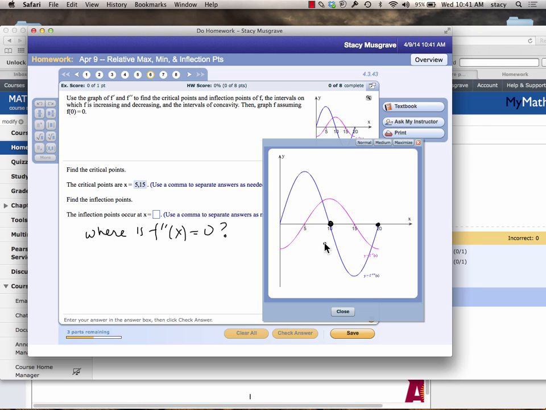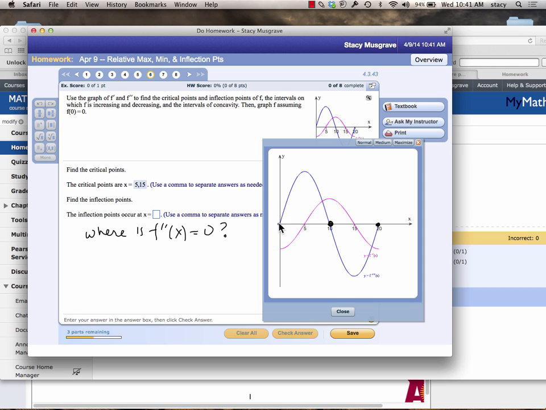However, in order to know for sure that you have an inflection point, the sign, S-I-G-N, of the second derivative has to change. So to the left of x equals 10, the second derivative is positive. To the right, it's negative. So the sign does change. So 10 is for sure an inflection point. Or, well, the x coordinate of an inflection point.